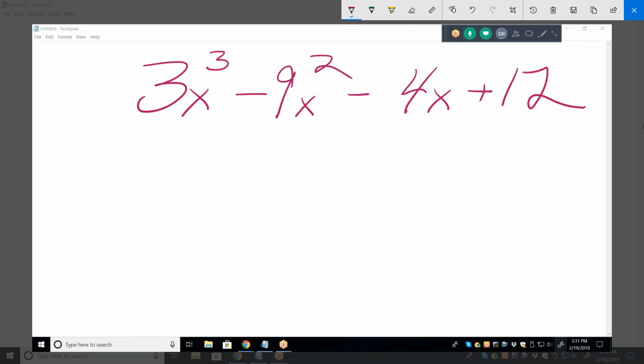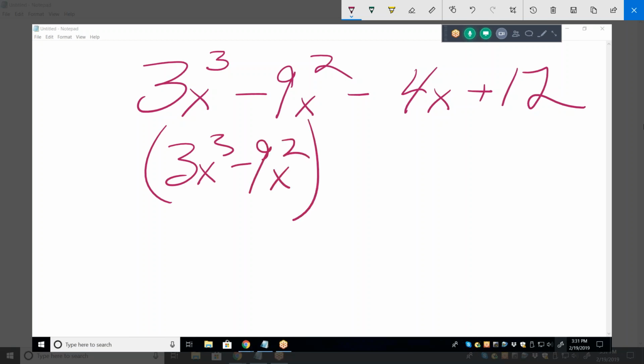Now, what's the next line? With parentheses, it would be parentheses, 3x cubed minus 9x squared. And then it would be parentheses minus. There's a sign in there. Minus, sorry. It's always the same. If that middle term is a minus, then we're going to use a minus here. And then it would be minus 4x plus 12? Sure.